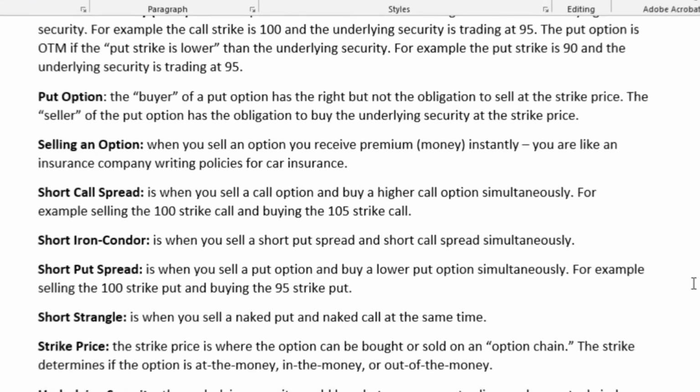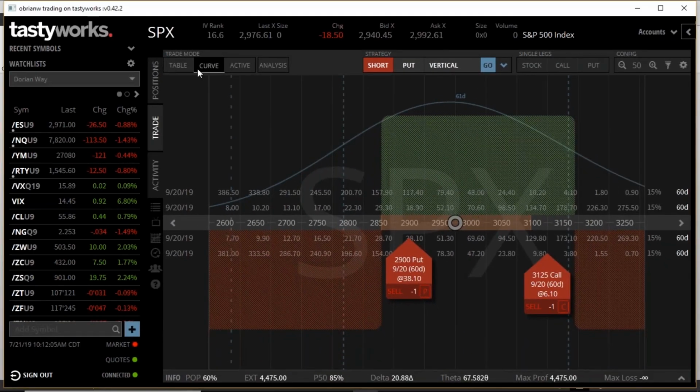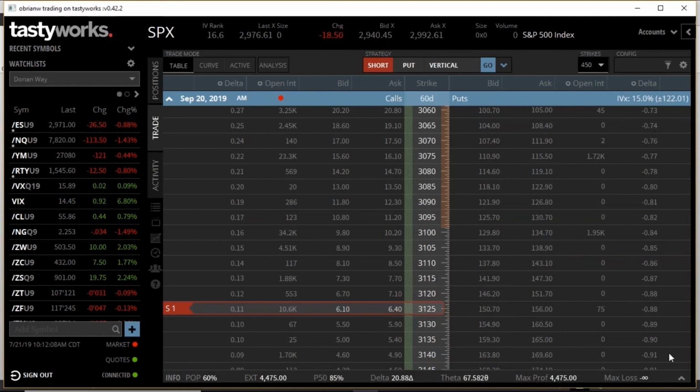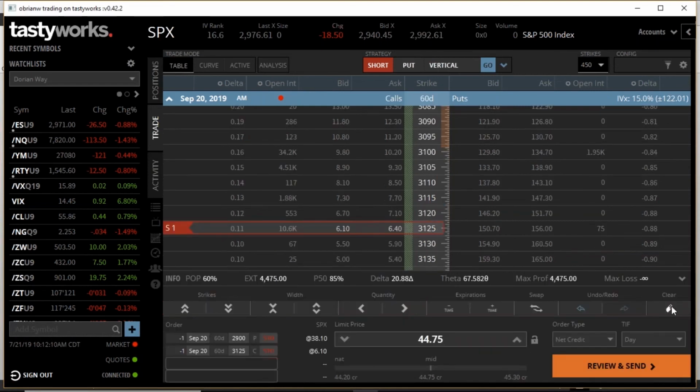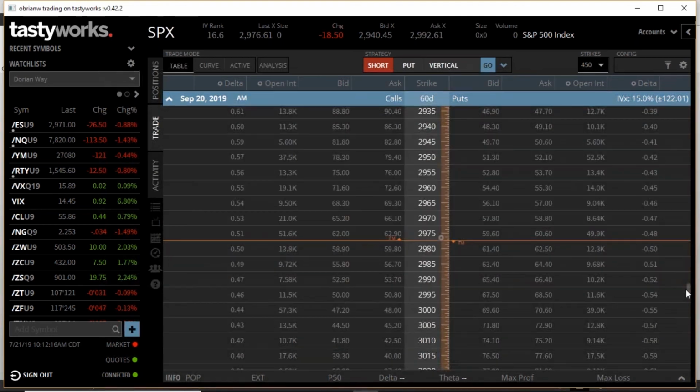All right, the strike price. The strike price is where the option can be bought or sold on an option chain. The strike price determines if the option is at the money, in the money, or out of the money. Okay, so we discussed the strike prices and how they are standardized and how you can buy and sell at the strike prices. Now, the strike price determines if you're in the money or out of the money. So once again, this is the at the money line on the TastyWorks platform.